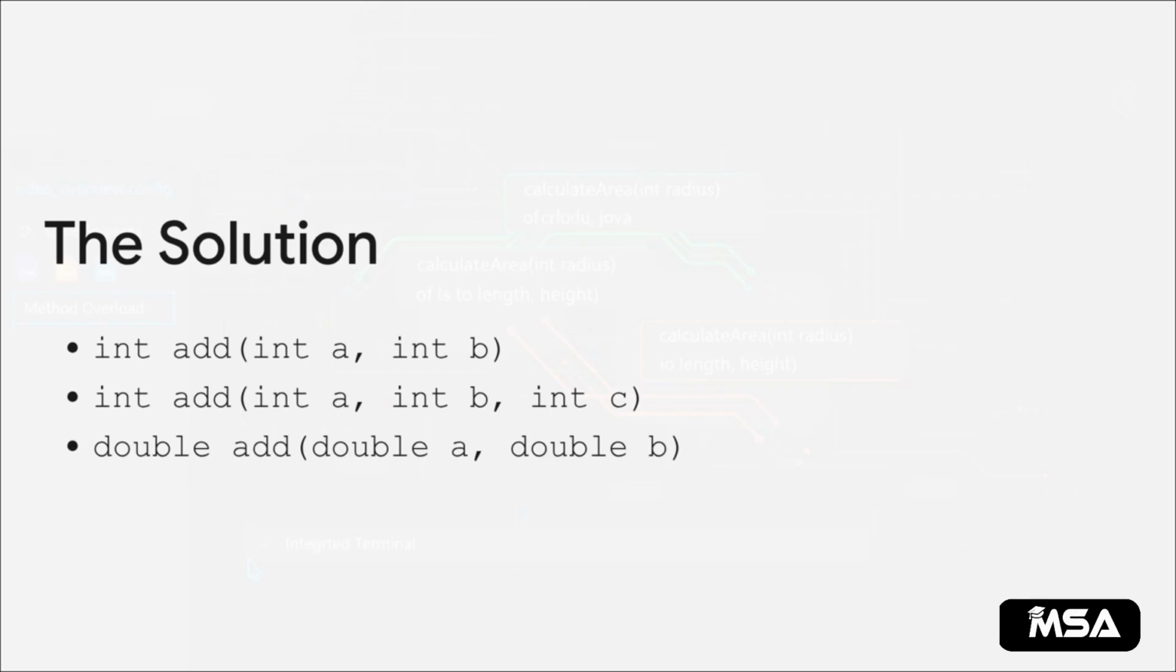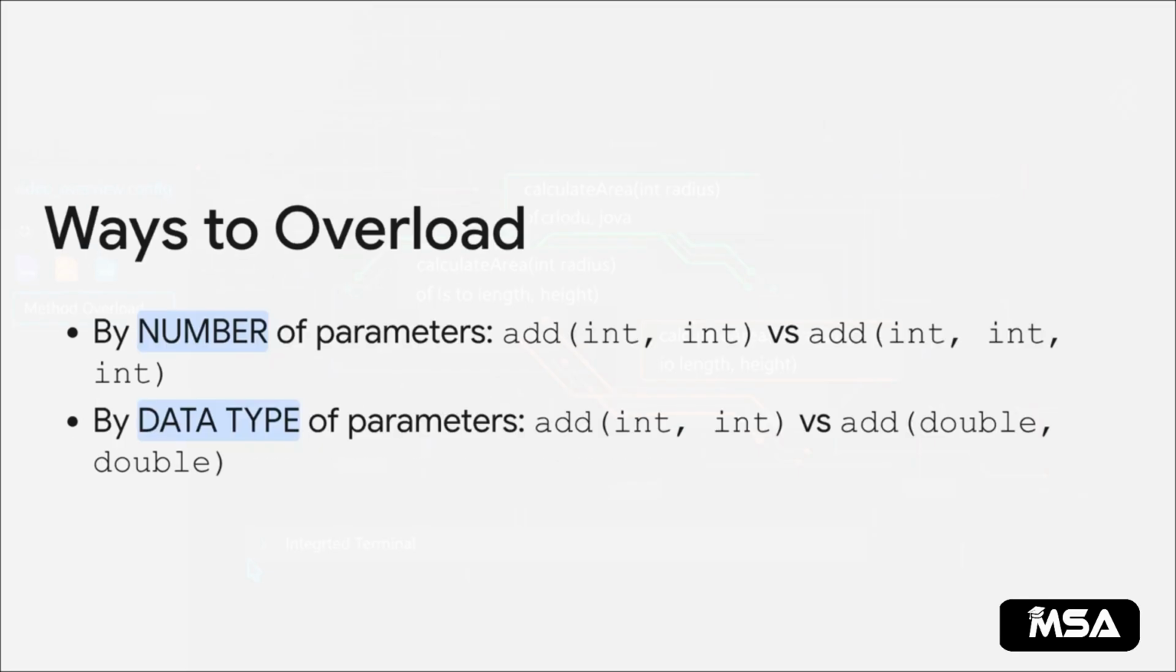If you give it 2 integers, it calls the first one. 3 integers, it calls the second. And if you give it decimals, it knows to call the third one. The same simple verb, add, now handles all these different scenarios. So clean. And this code shows the 2 ways you can overload perfectly.